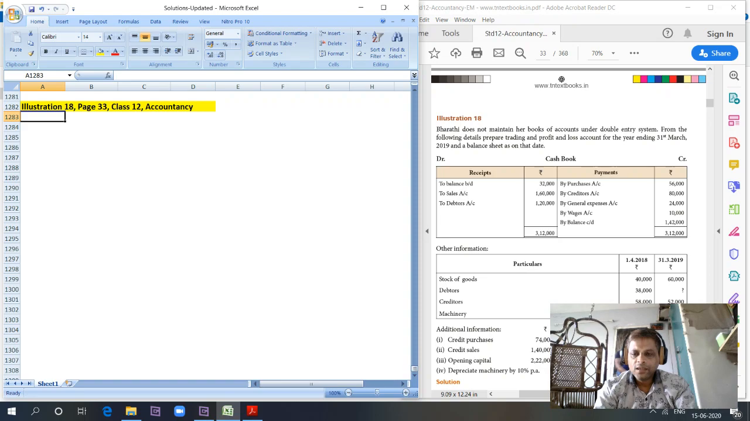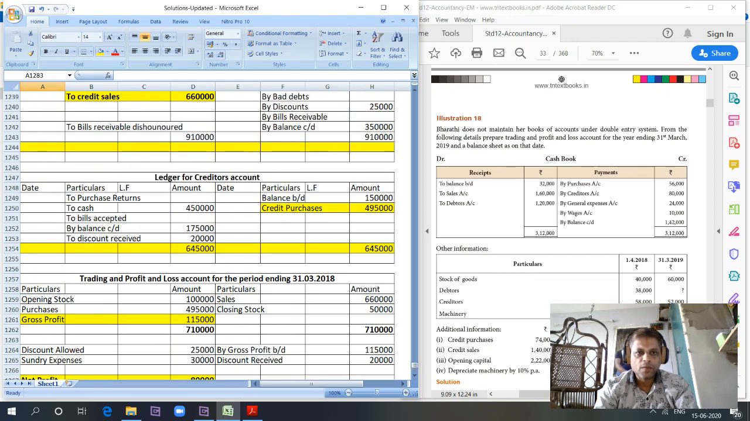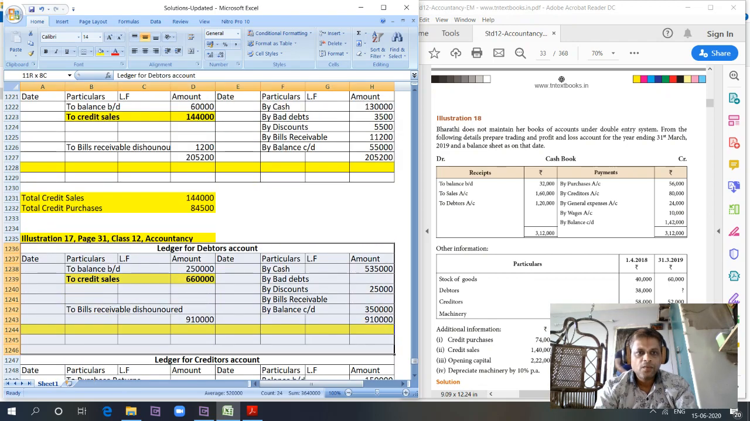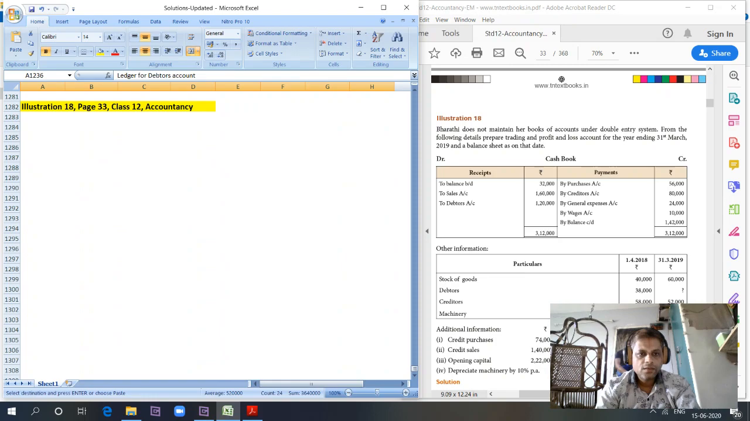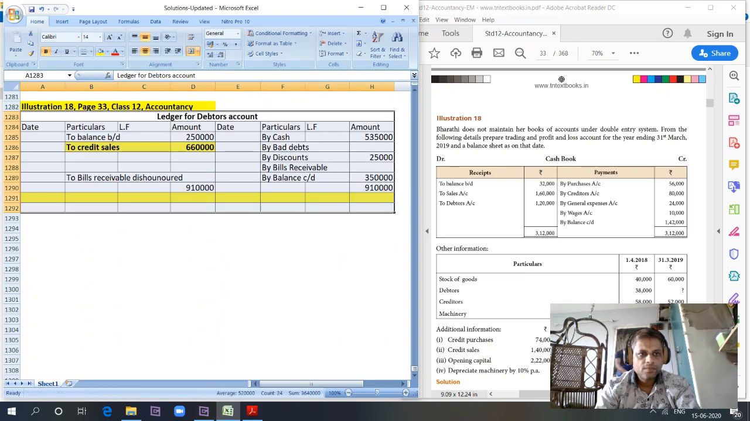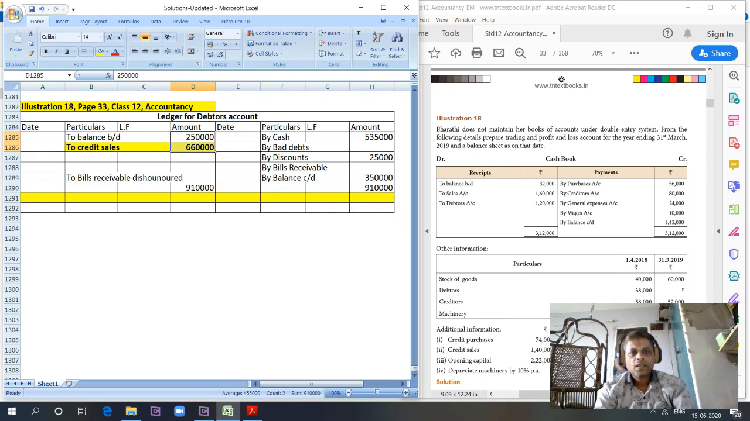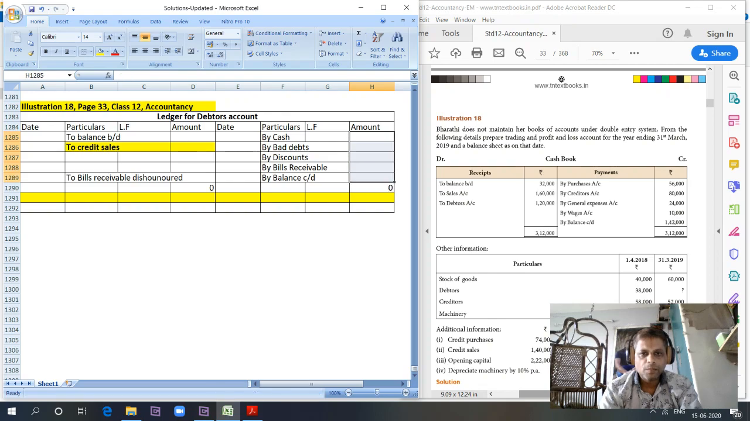So let's start preparing the trading and profit and loss account. But before that, we have to identify the missing figure here, debtors. So let's prepare total debtors account. I'm copying the format from the previous sum for easy reference. Ledger for debtors account. I'm removing the previous data here. So ledger for debtors account, beginning balance is 38,000.